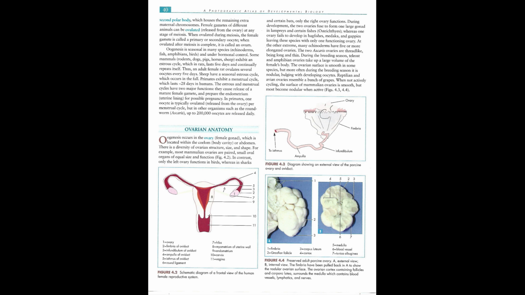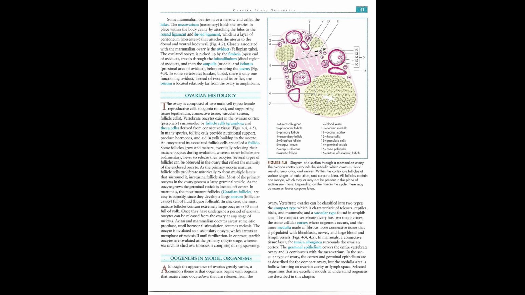During the breeding season, teleost and amphibian ovaries take up a large volume of the female's body. The ovarian surface is smooth in some species, but more often during the breeding season it is nodular, bulging with developing oocytes. Reptilian and avian ovaries resemble a bunch of grapes. When not actively cycling, the surface of mammalian ovaries is smooth, but most become nodular when active, Figs 4.3, 4.4. Some mammalian ovaries have a narrow end called the hilus.